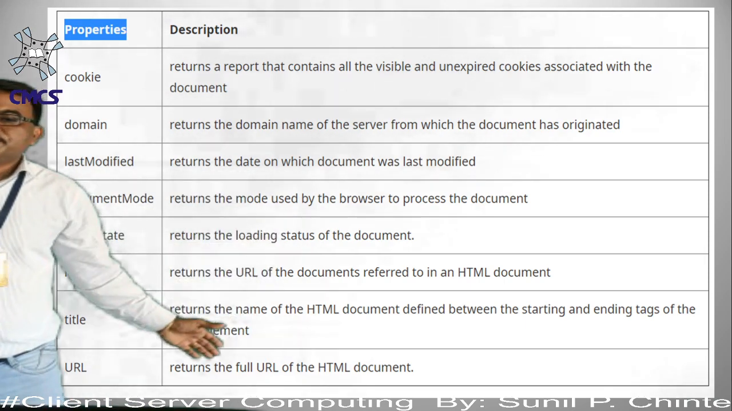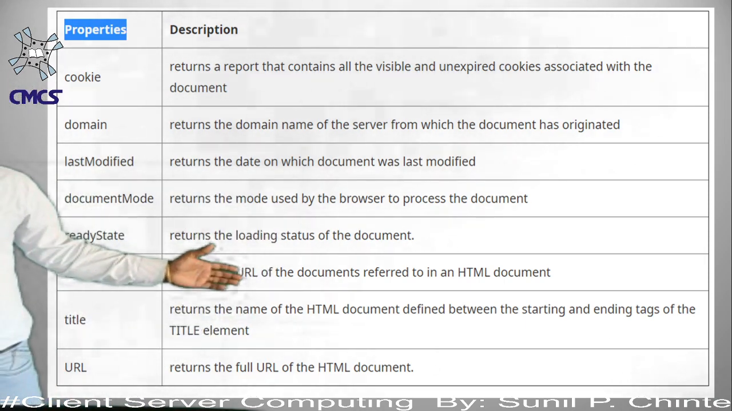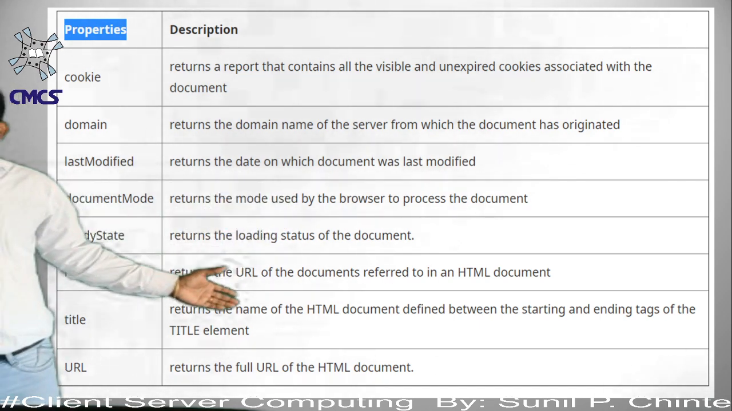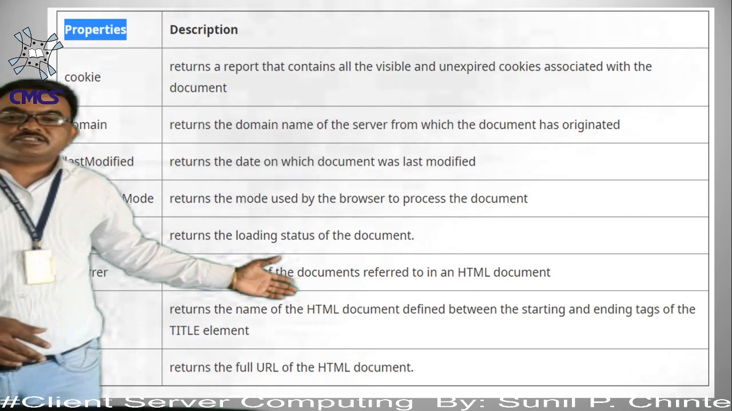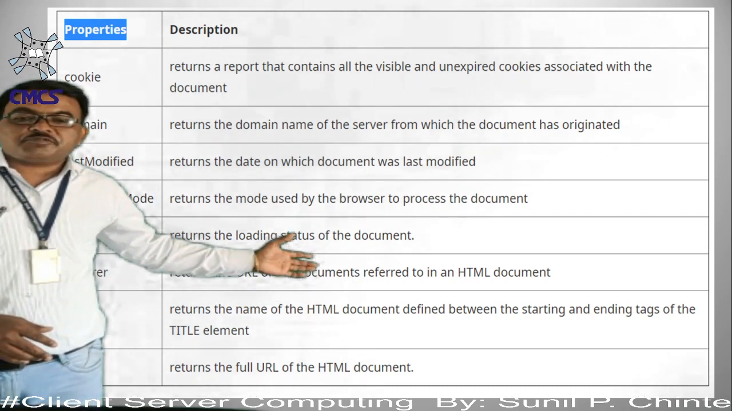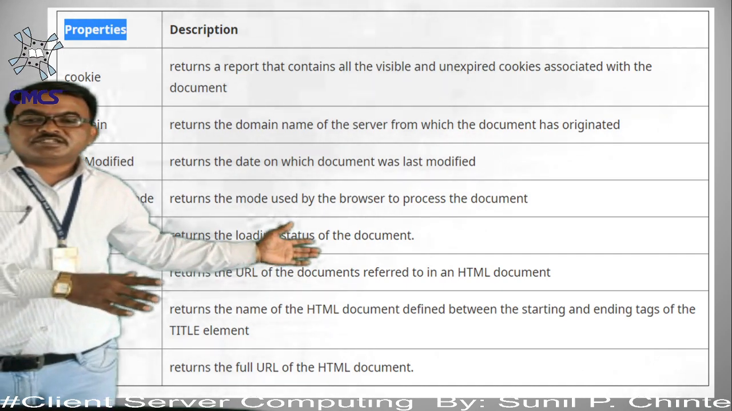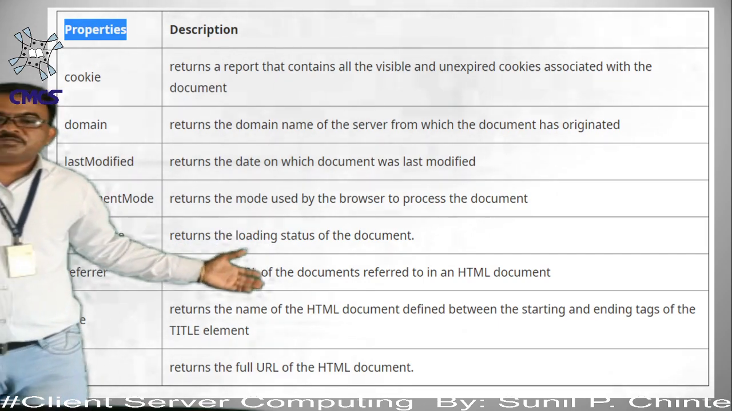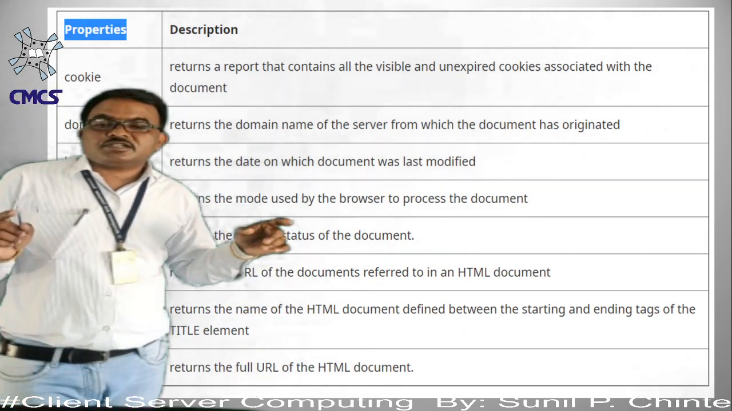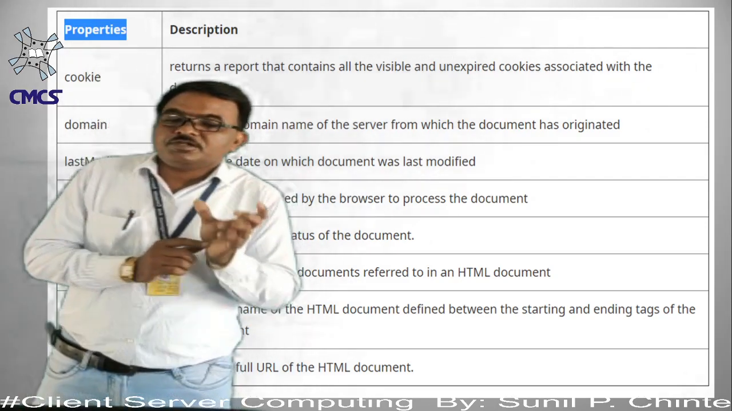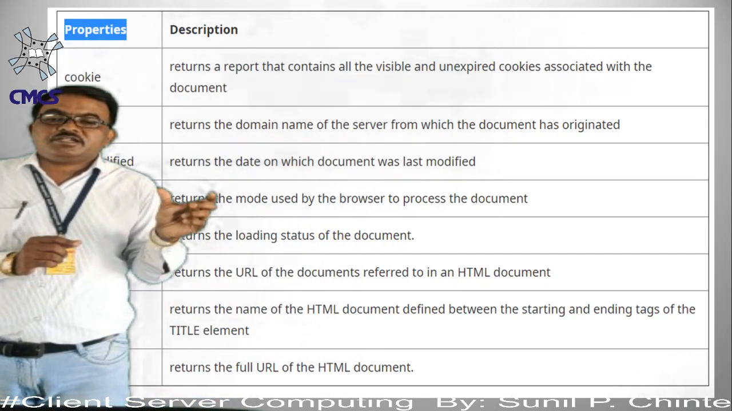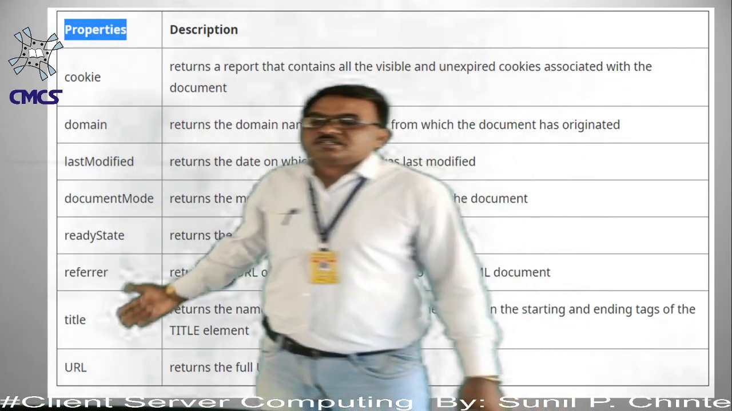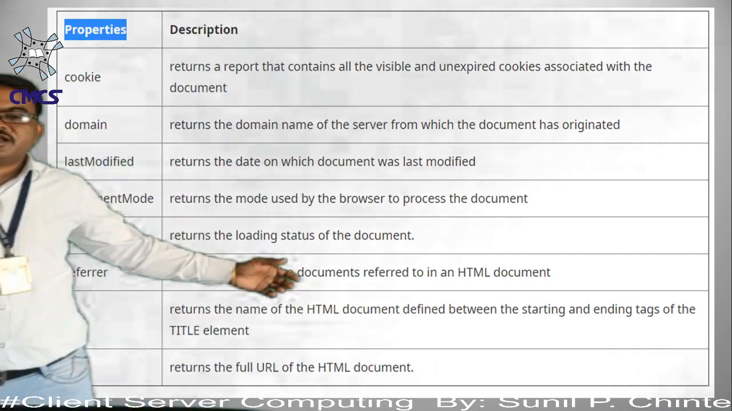Okay, next is the ready state, which returns the loading state of the document. Then the title property returns the title of the web page, that is, whatever name we specify between the title tag of HTML for the web page will be returned by this title property. The URL returns the URL of that document.